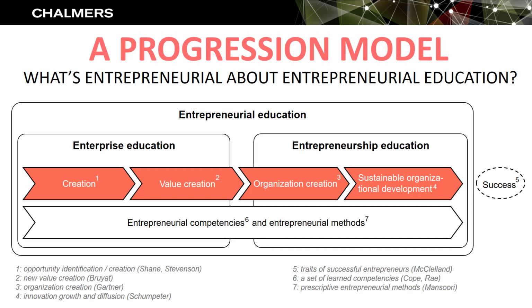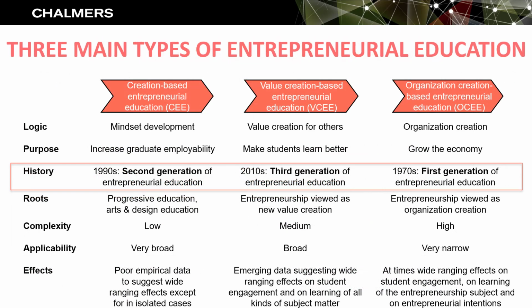You could say that the first step is to work with creation activities with the students, followed by value creation activities, and then we cross over from enterprise education into entrepreneurship education. We get into organization creation. And the last step, which venture creation programs represent, is when you work with sustainable organizational development. You actually intend to create a real-life company in an educational program. We've been looking at the three most broadly applicable approaches here: creation, value creation, and organization creation. And we've been trying to compare these three main types of entrepreneurial education.